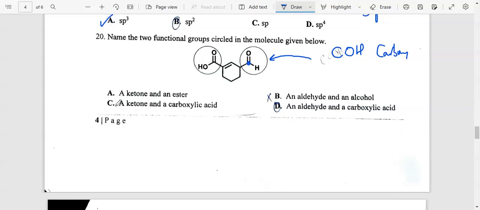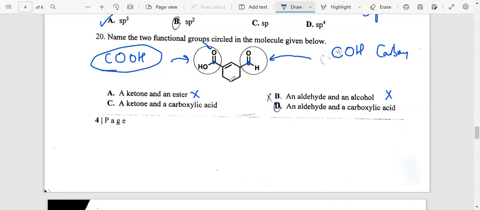And then if we look at this other one here, we have a carbon, and then an oxygen alone, another oxygen, and then a hydrogen. This COOH is a carboxylic acid functional group. So obviously this is not going to be it, and this is not going to be it. So the only two possible answers we have are C and D.